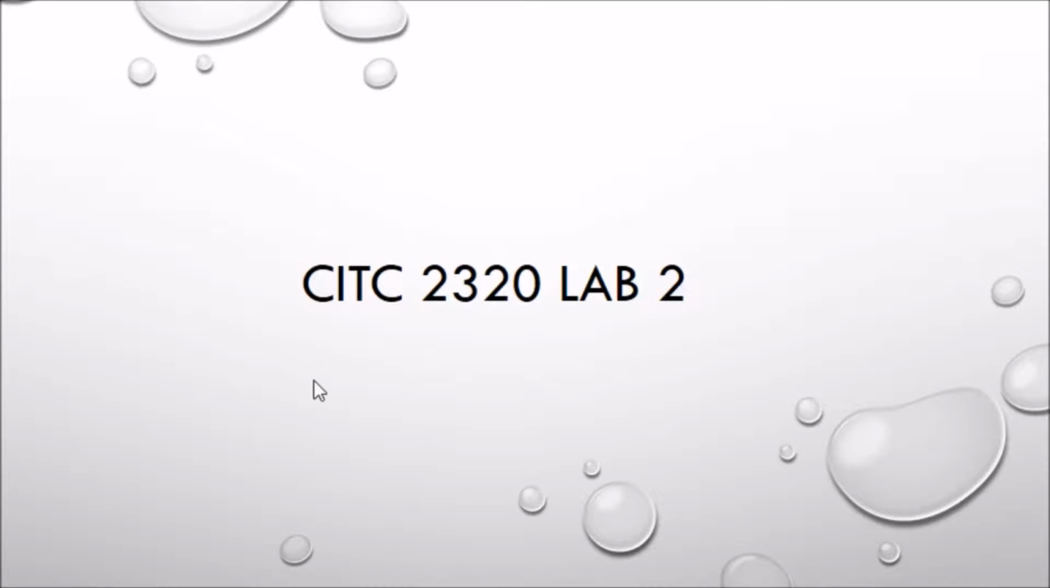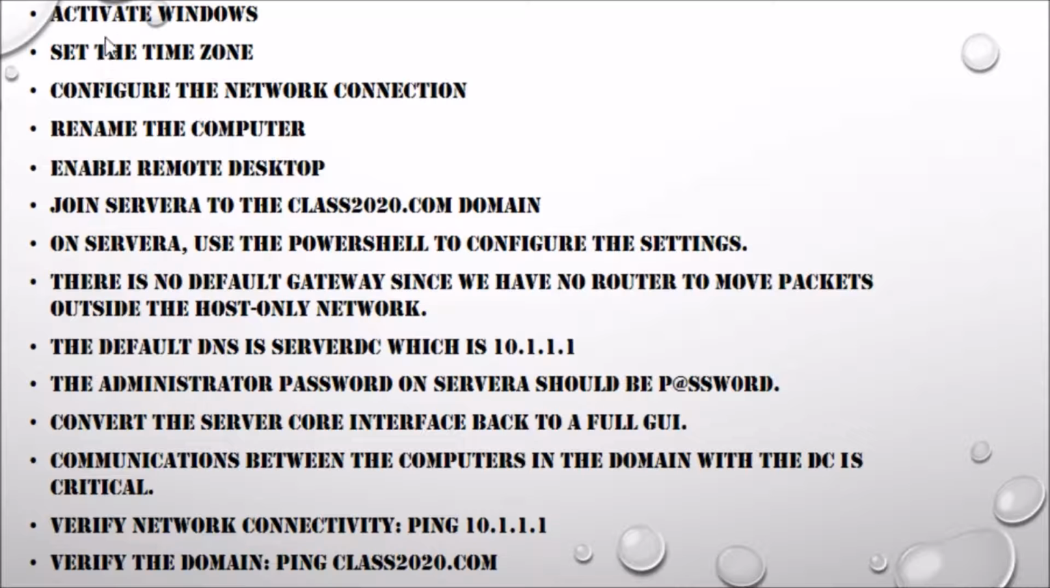Alright, hello. We are going to do the CITC 2320 Lab 2 today. In that lab, here are some of the things we're going to go over. We're going to activate Windows, set the time zone, configure the network connection, rename the computer, rename a remote desktop, join server A to the class2020.com domain. On server A, use the PowerShell to configure all of those settings.